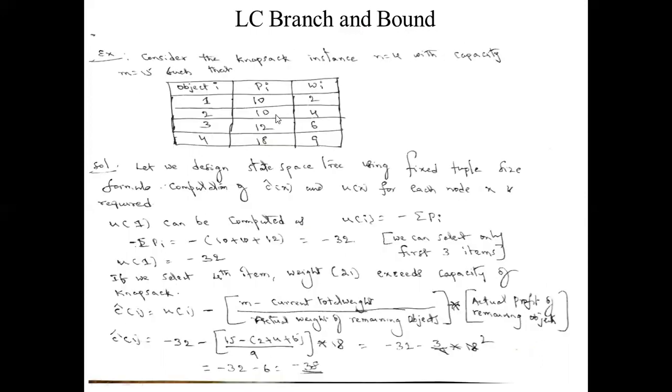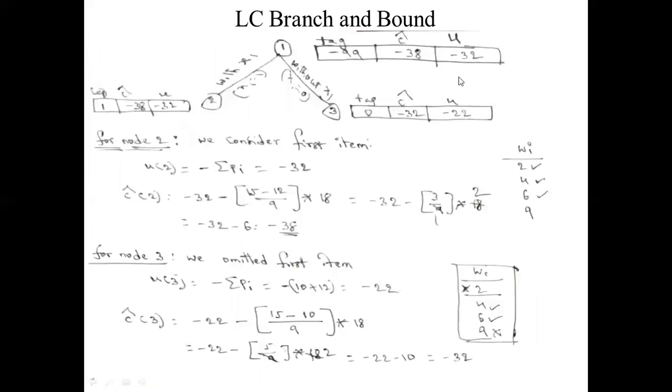See here, we selected the first 3 elements, so the total profit is 32, so that becomes minus 32. 15 is the knapsack capacity minus the current total weight of the selected elements, which is 12 for the first 3 elements, divided by the remaining element weight. This element is not omitted, it remained in the sequence. So the remaining element weight is 9, into the remaining element profit, which is 18. So minus 32 minus 3 by 9 into 18, which is 6. So minus 38. So for the first node, the cost value is minus 38 and the upper bound is minus 32.